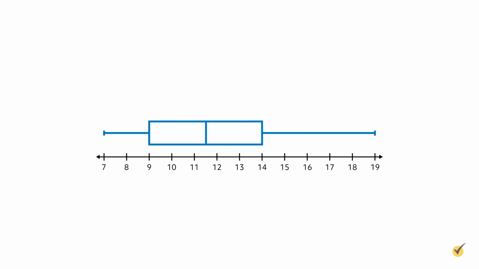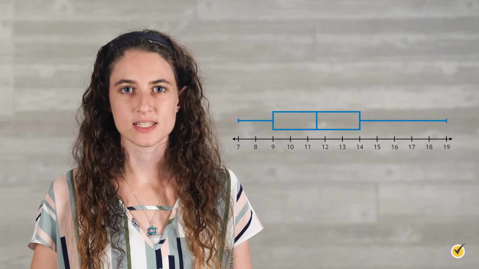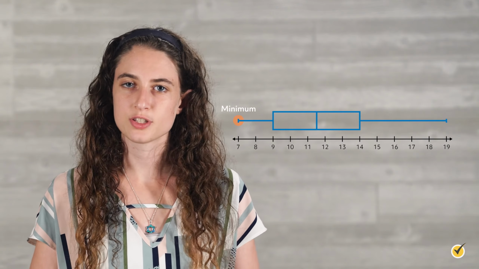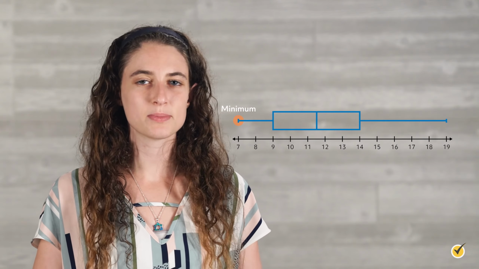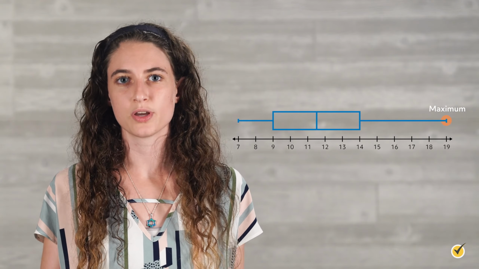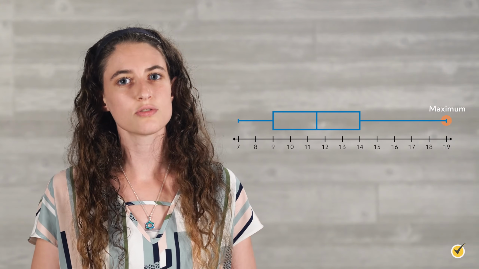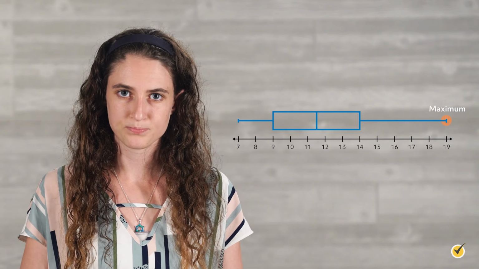Using the number line below the box and whisker plot, let's identify the 5-number summary of this dataset. The minimum is the lowest number in the dataset. This data point is the furthest to the left. It's connected to the box by a whisker. In this case, the minimum is 7. The maximum is the highest number in the dataset. The data point is the furthest to the right. It's also connected to the box by a whisker. In this case, the maximum is 19.